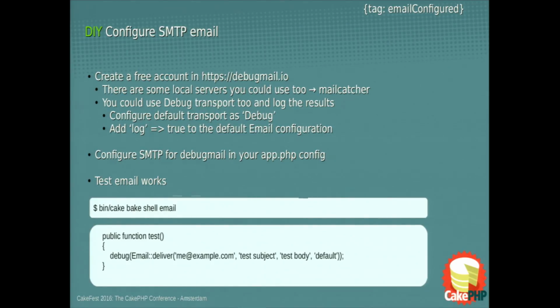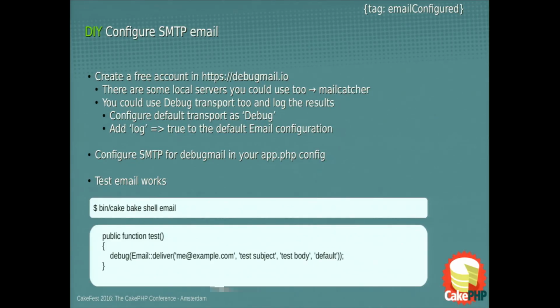So I'll give you 1 minute to configure. You can create an account if you want in debug mail. It's free. And then configure your email in your app.php. And I usually create one shell for testing emails quickly, like this one. You can create that shell as well, okay?